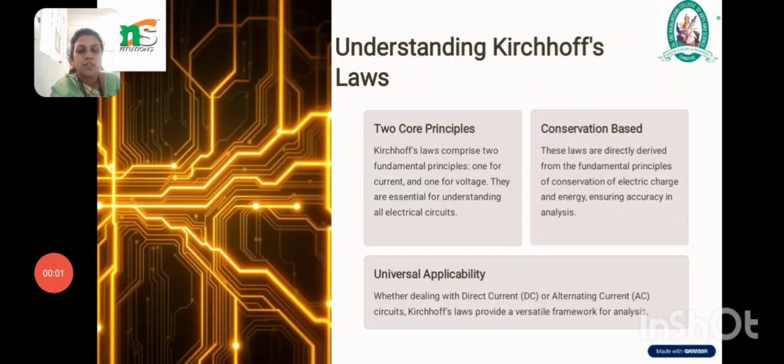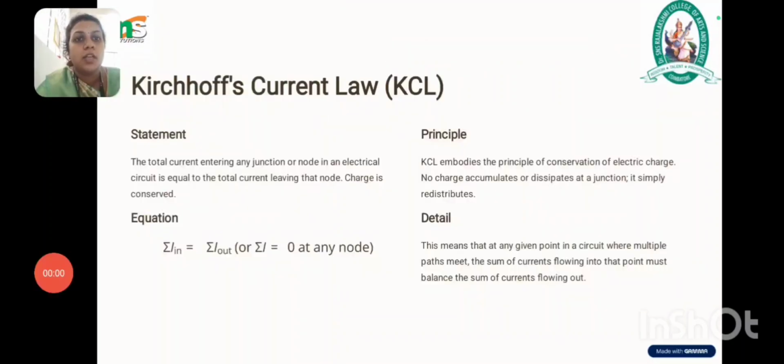Kirchhoff's circuit laws lie at the heart of circuit analysis. With the help of these two laws and the equations for individual components, resistors, capacitors and inductors, we have the basic tools to start analyzing circuits. We will discuss Kirchhoff's current and voltage laws and how to use them in circuit analysis. The first one is Kirchhoff's current law, KCL.